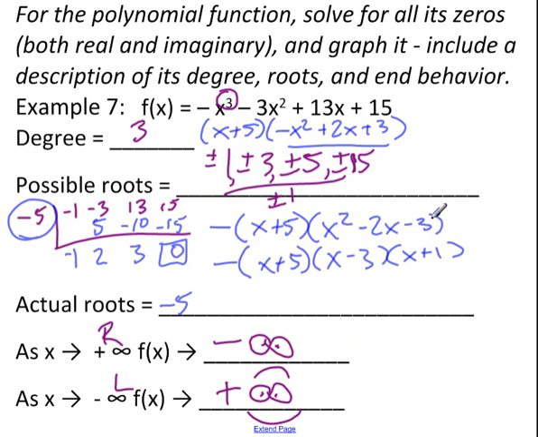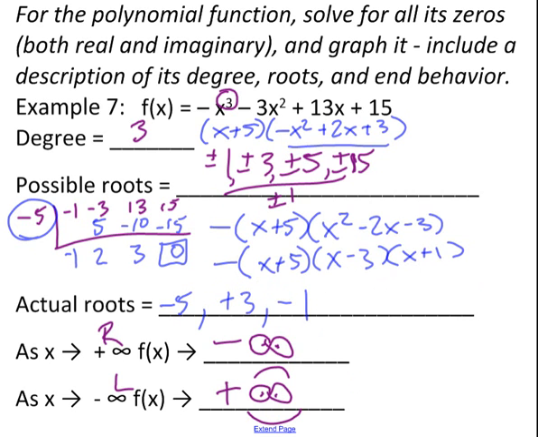Negative 3 times positive 1 makes that. Negative 3 times, or plus 1 makes that. So we're good. So I got negative 5, positive 3 for my middle term, and negative 1 for my last. And those are our 3 actual roots.